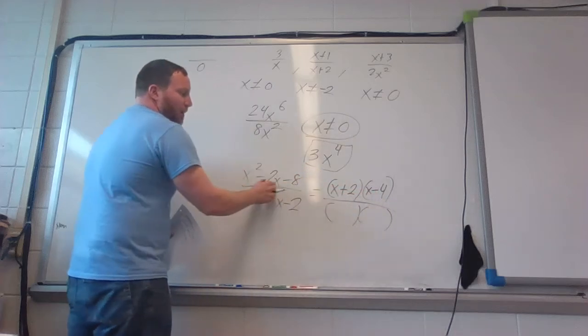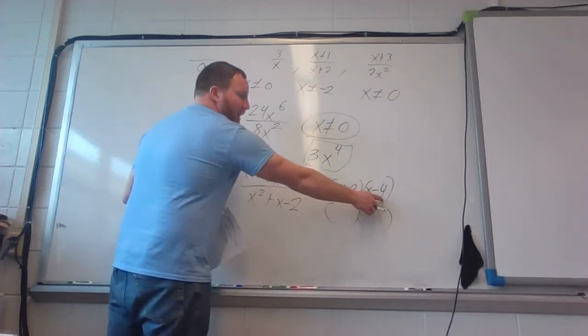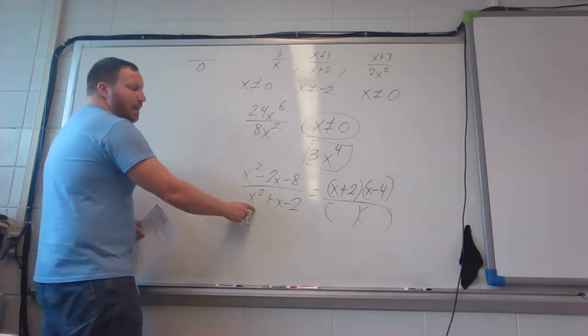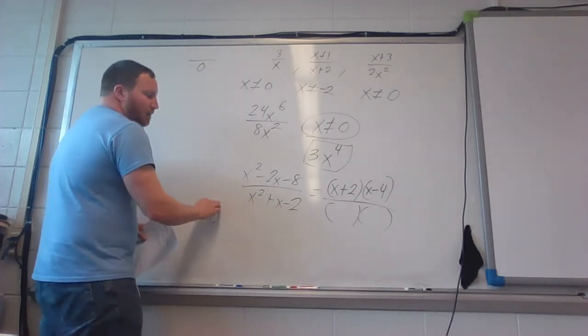So negative 4 plus 2 gets us a negative 2. 2 times a negative 4 gets us a negative 8. So there's our top factor. Now we need to factor our denominator.